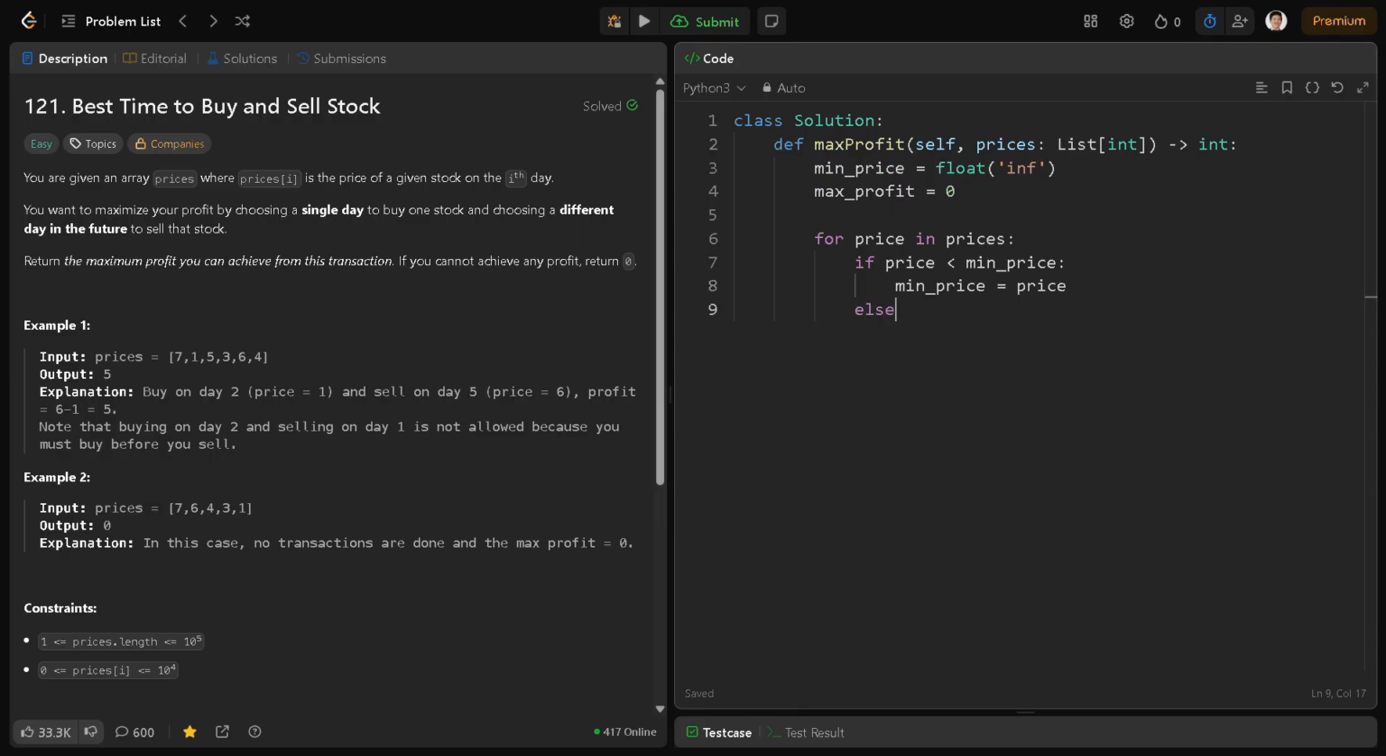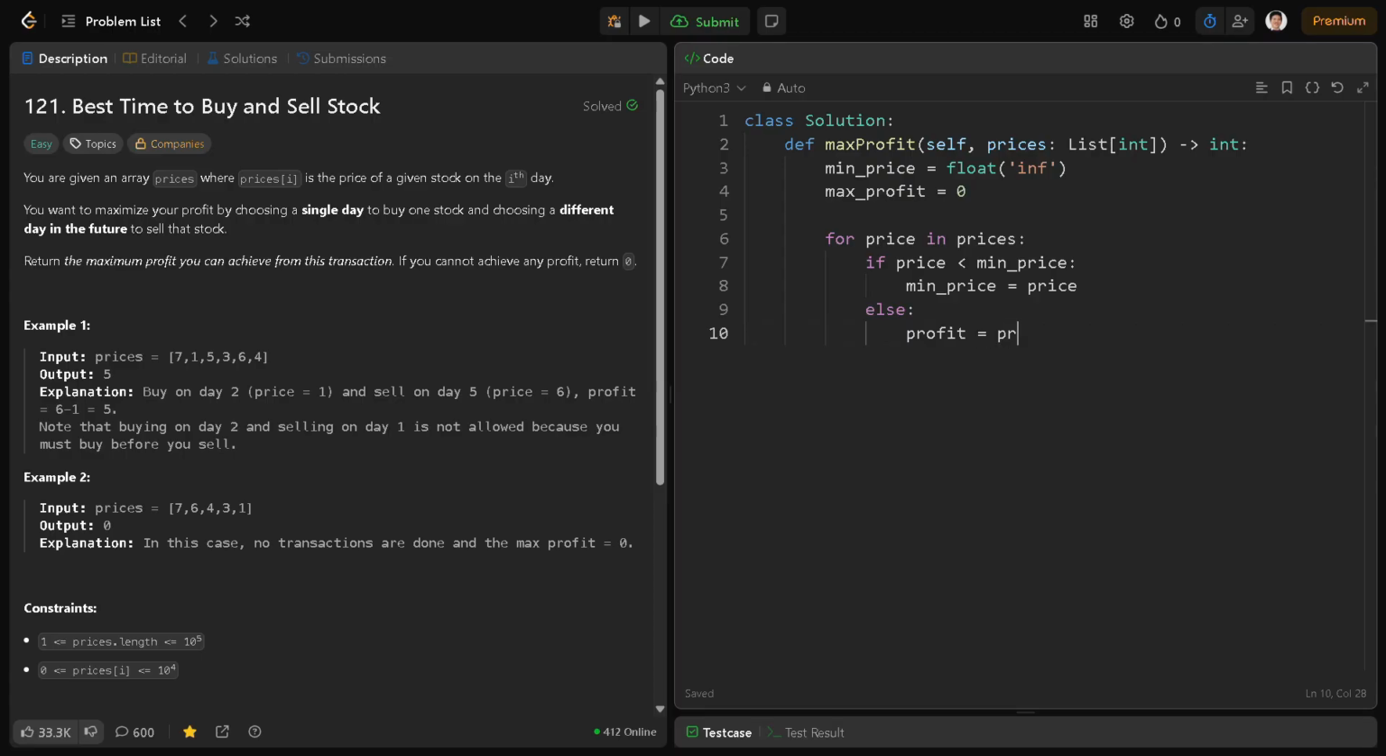So else, profit equals price minus min price. We subtract the lowest price we've seen from today's price to get the profit. So if min price is 1, and today's price is 6, profit equals 6 minus 1 equals 5. We now compare this profit to our current max profit. If it's higher, we update the max profit. So we do this by max_profit equals max(max_profit, profit). So we store the best profit possible so far.